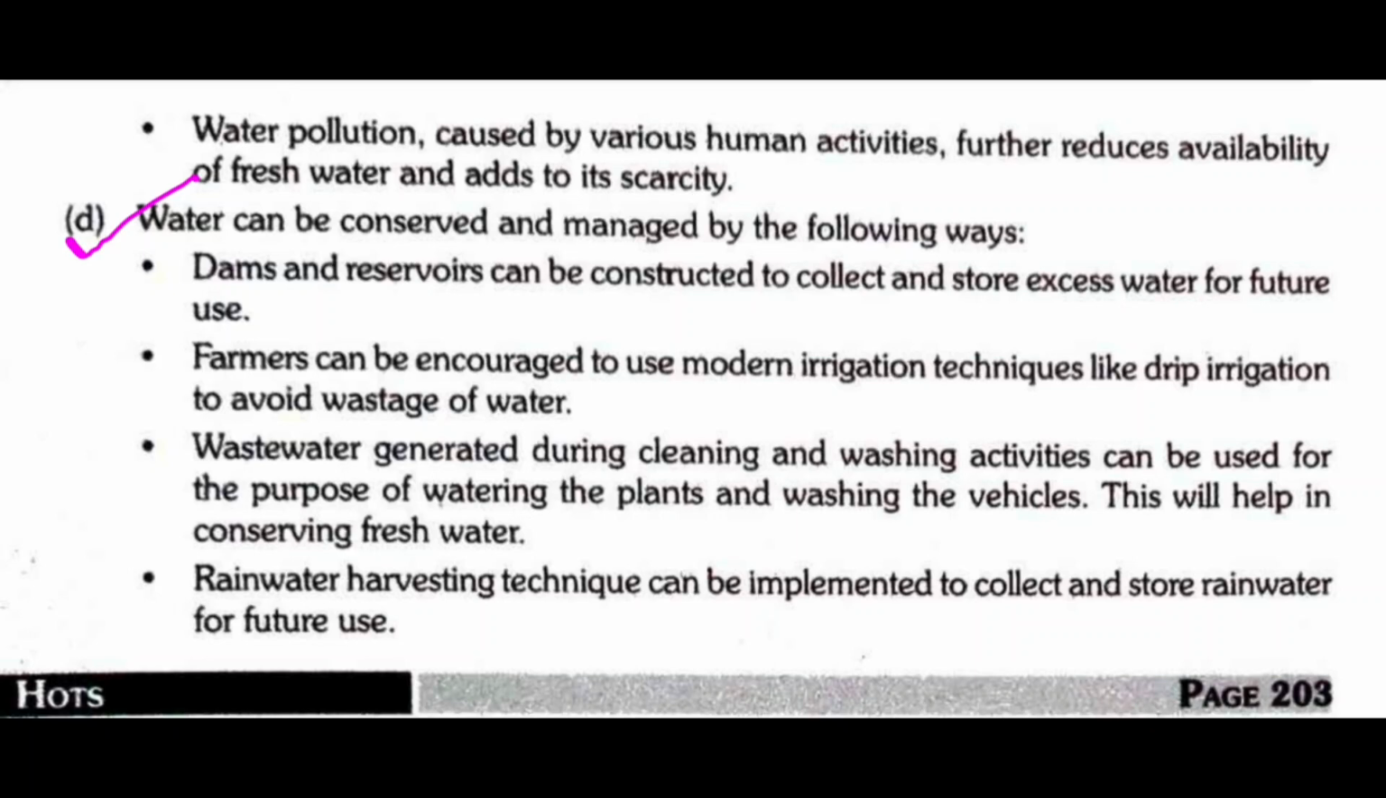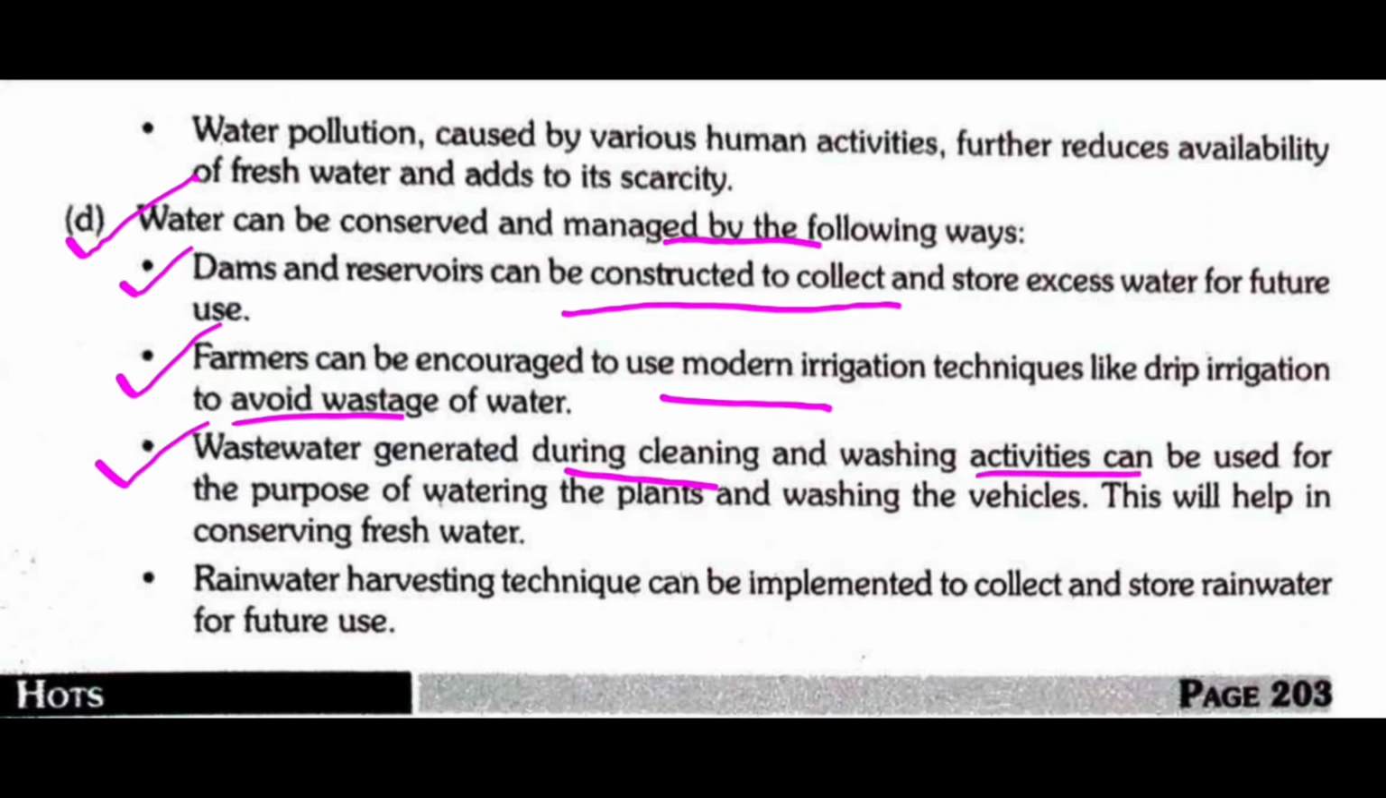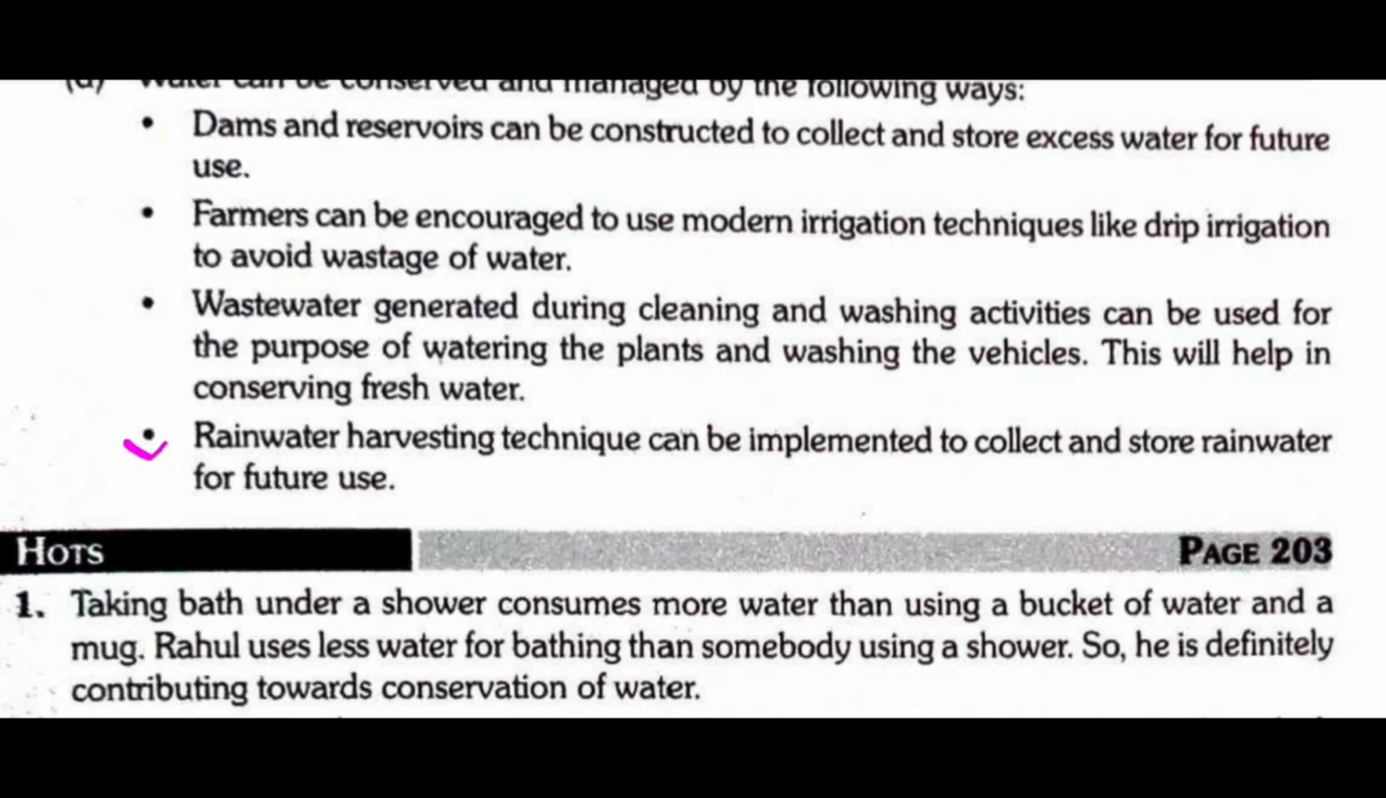Then question number D. Question number D is: list 4 ways by which water can be managed and conserved. Water can be conserved and managed by the following ways. Dams and reservoirs can be constructed to collect and store excess water for further use. Farmers can be encouraged to use modern irrigation techniques like drip irrigation to avoid wastage of water. Wastewater generated during cleaning and washing activities can be used for watering the plants and washing vehicles. This will help in conserving fresh water. Next point: rainwater harvesting techniques can be implemented to collect and store rainwater for further use.